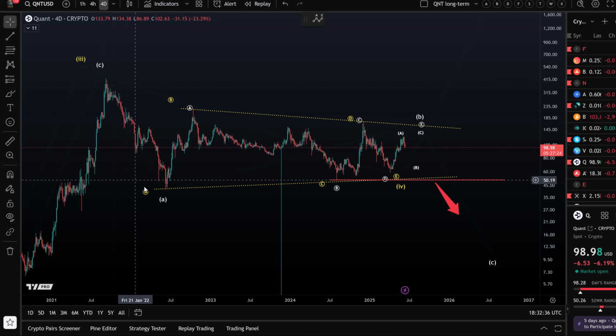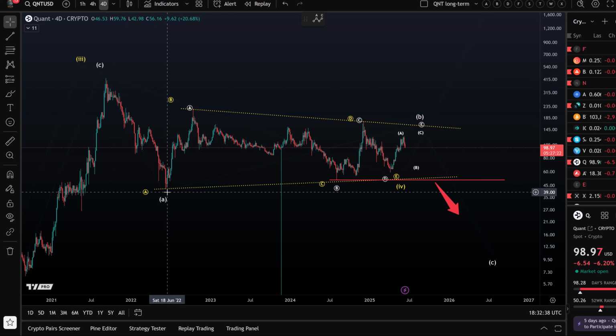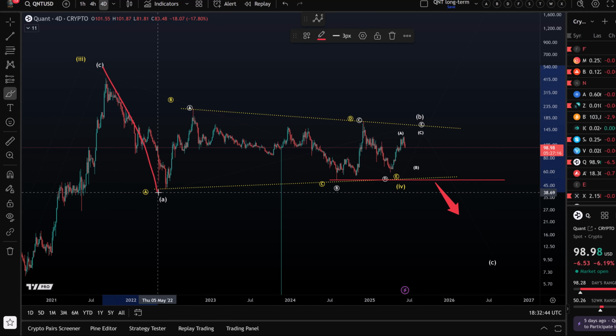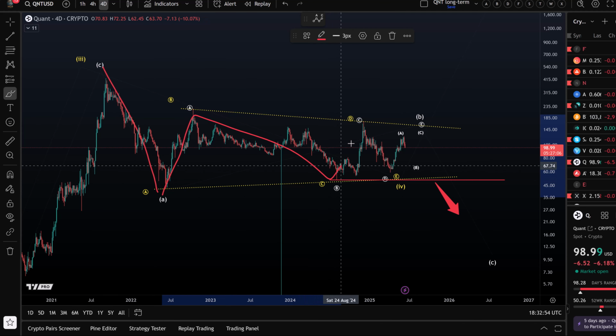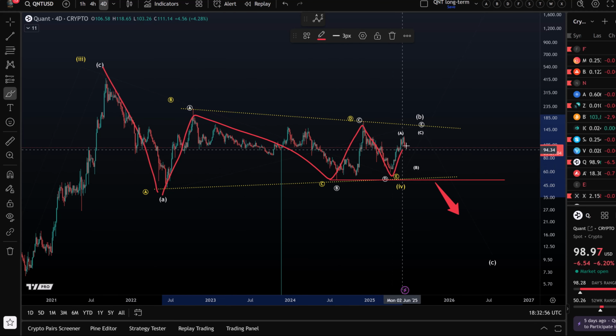We had a sharp decline, which I'm labeling as wave A, which is the first move down of a three-wave correction. So we have this wave A. Then the B wave seems to be a triangle pattern, which might be nearly complete. This would be an A, B, C, D, E structure.